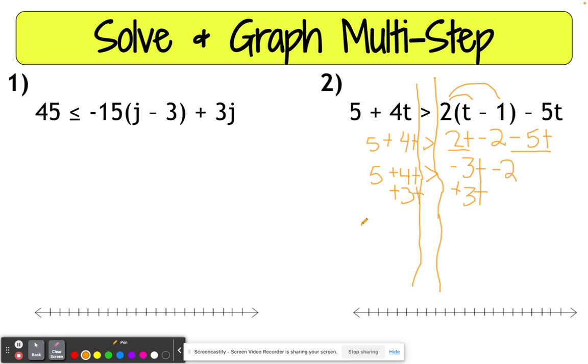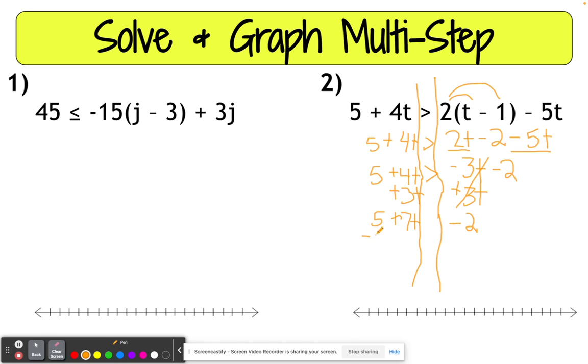So now on my left side, I have 5 plus 7t. And over here, I just have negative 2.